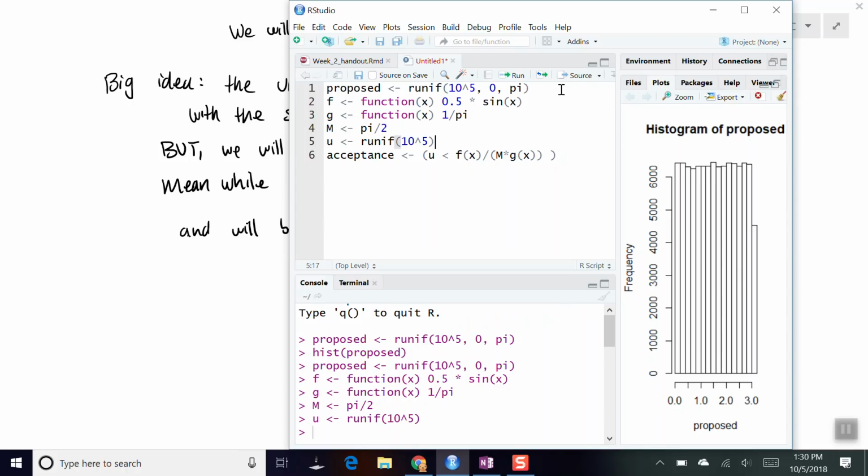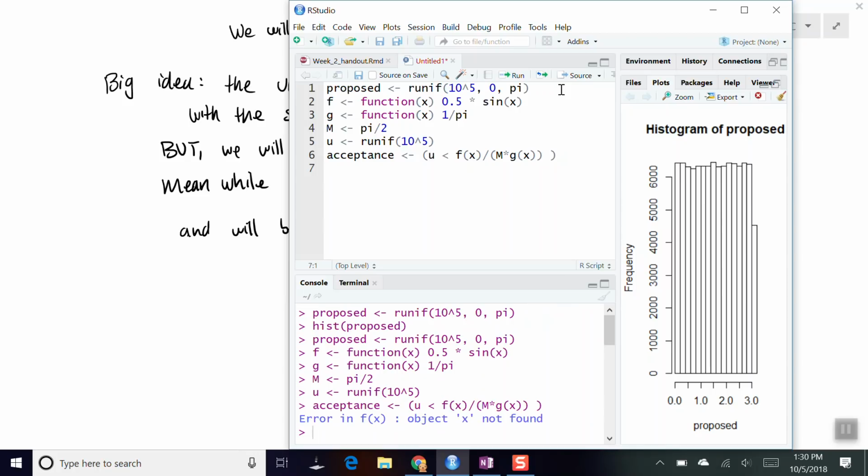And then we generate a bunch of random uniform values, okay? And then we will accept if u is less than f of x divided by m times g of x. All right. So far, so good? Okay, what kind of values? Oh, I have to call proposed. Call the function proposed. Okay, sorry.